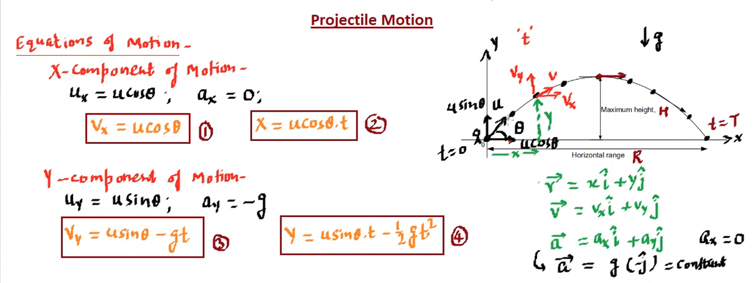This curve is basically indicating the path. So this is the path of the projectile. This path in technical terms is also known as trajectory. Trajectory means path. So the trajectory of the particle is this. We need to know what this trajectory or path is.